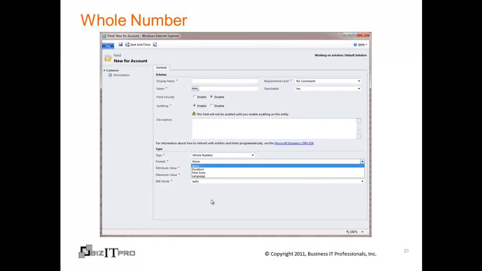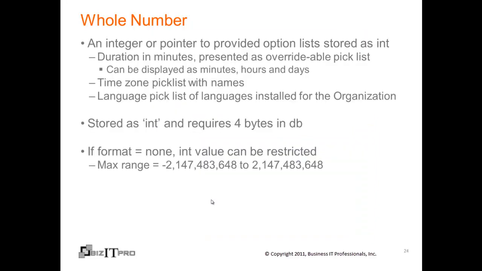Whole number. The whole number field actually allows us to specify more than just an integer. The default subformat of a whole number is in fact none, which means an integer field. However, we can also choose duration and time zone, as you see from the drop-down list below. Language is another option. Basically, a whole number is either an integer or an integer pointer to provided option list, and it is stored in the database as an integer.